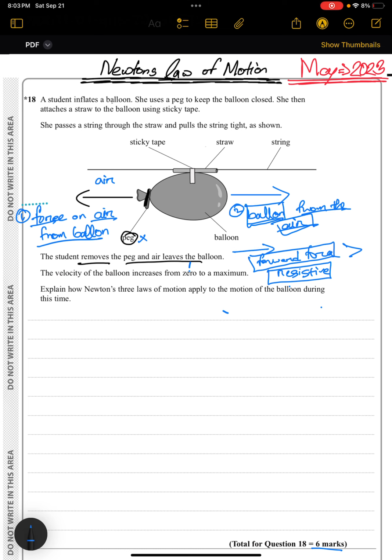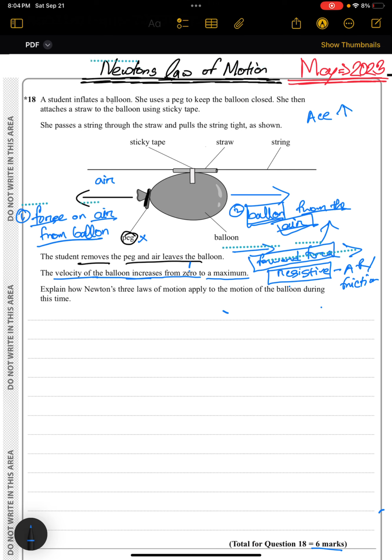This is a forward force, right? This forward force is greater than the resistive forces, which are air resistance or friction. So the balloon will move forward. As the balloon moves forward, it will have an acceleration, because they have said the velocity of the balloon increases from 0 to a maximum. So the velocity of the balloon is increasing. That means there is an acceleration.